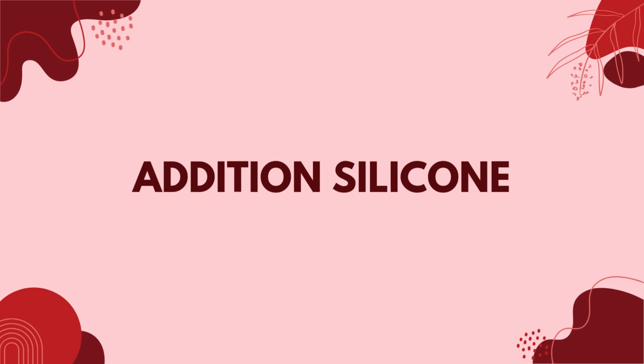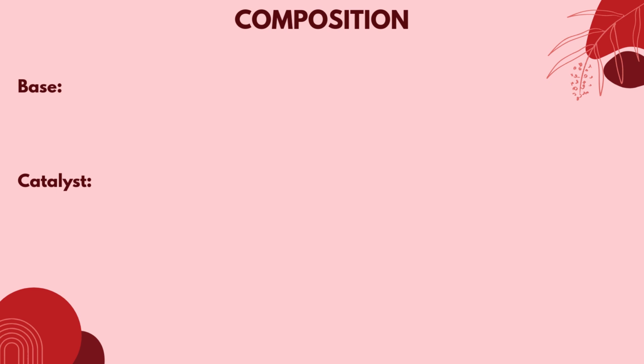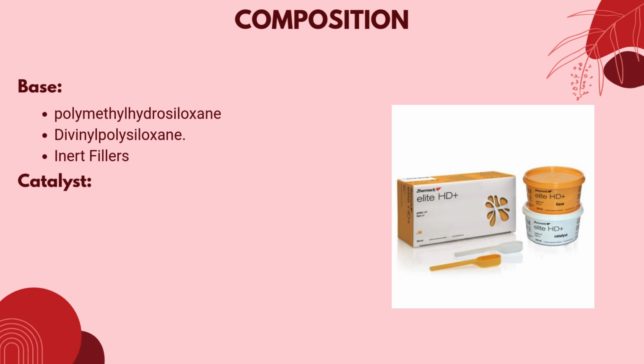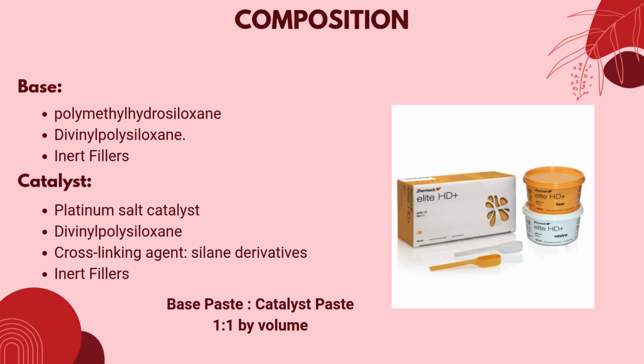Moving towards the gold standard, addition silicones, also known as polyvinyl siloxane. It is also composed of base and catalyst pastes. The base paste consists of polymethyl hydrosiloxane, as well as divinyl polysiloxane, and some inert fillers. The catalyst paste also contains divinyl polysiloxane, platinum salt as a catalyst, and some filler particles. The mixing ratio of base and catalyst paste is 1:1 by volume.